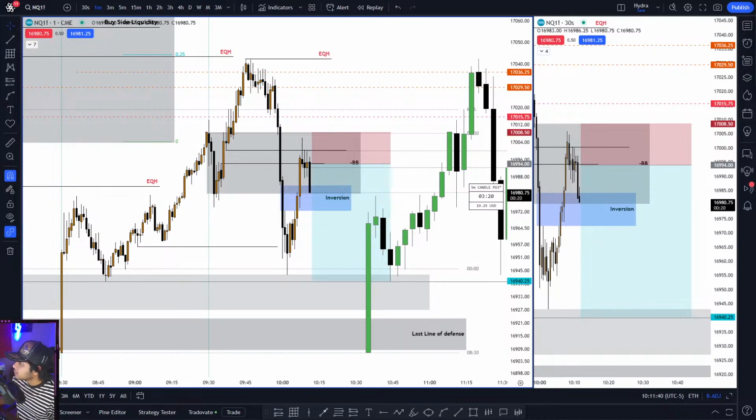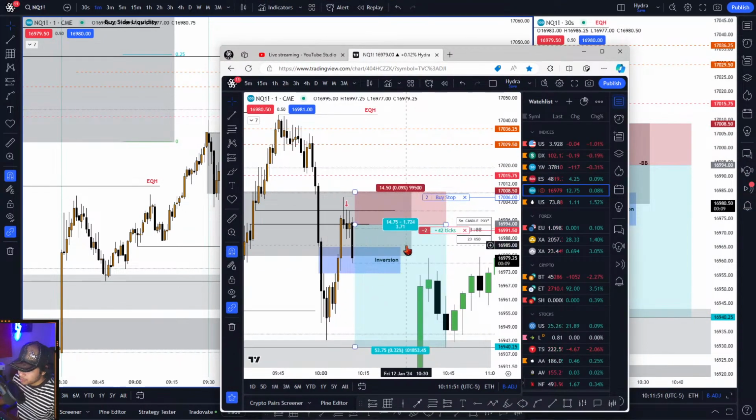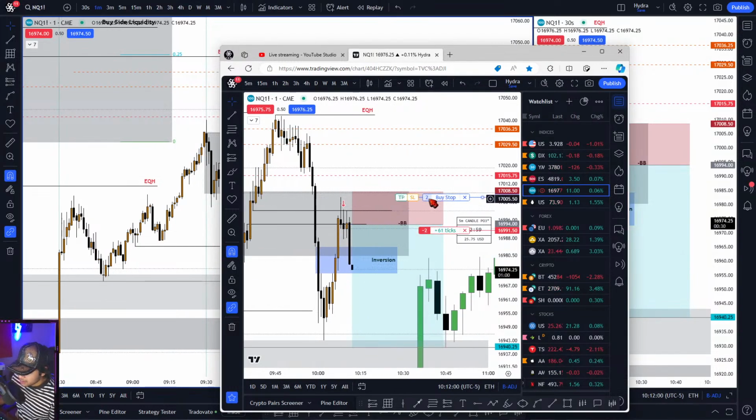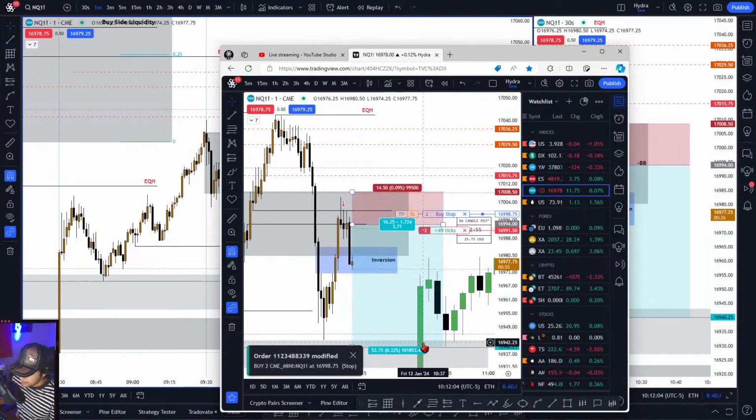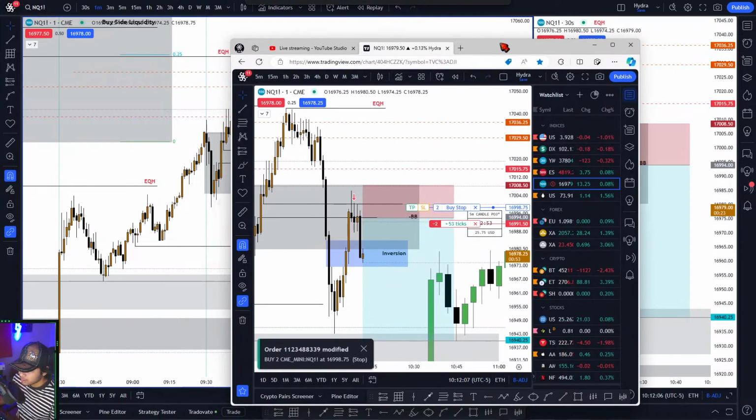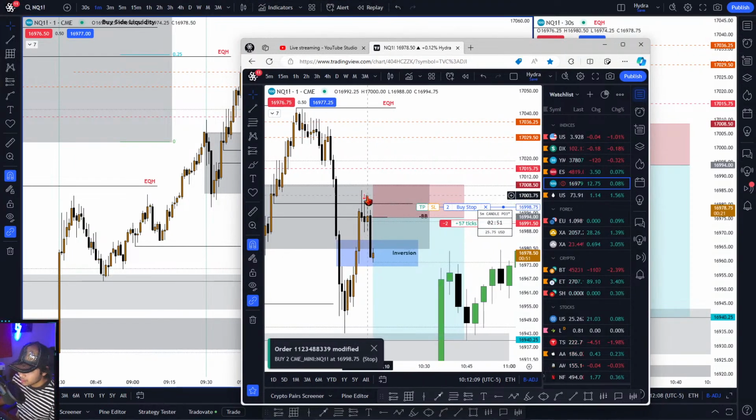And I went with like 4 contracts. Let me show you guys the execution that I made. I trade with TradeOvate and forex.com. So this is a setup that I took here with the buy stop on my other account, entering the trade after seeing the rejection here.